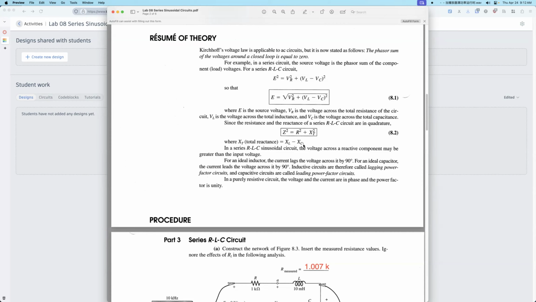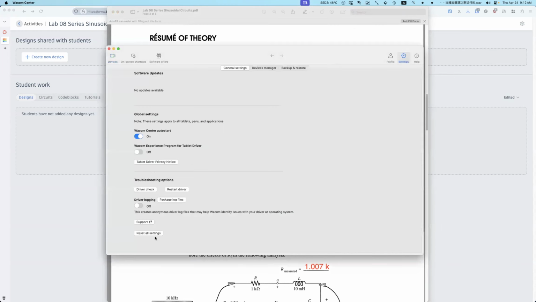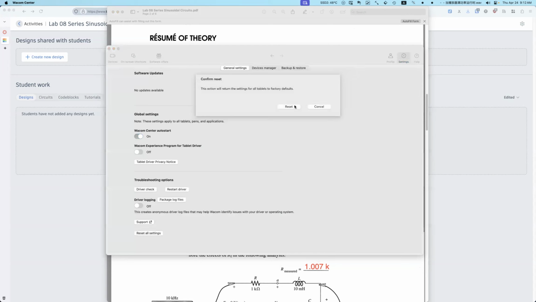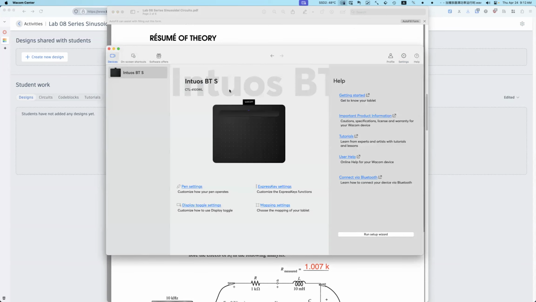Hmm? Not working. So for the impedance, so we know... okay, let me still do this. Oh, still need the map.